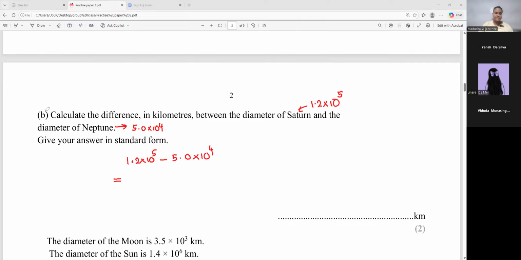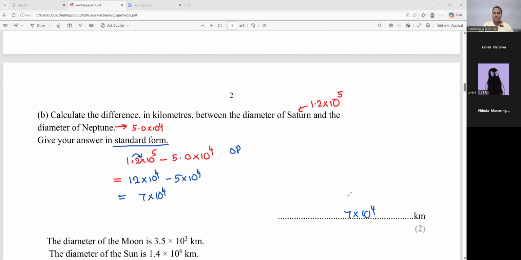We'll make them same. So I can write this 1.2 as 12 into 10 to the power 4. I multiplied by 10, I moved this decimal point, then one power came out. Then it's 10 to the power 4, minus 5 into 10 to the power 4. Now both are having same power, so I can subtract. 12 minus 5 is 7. So 7 into 10 to the power 4. Write the final answer in standard form.